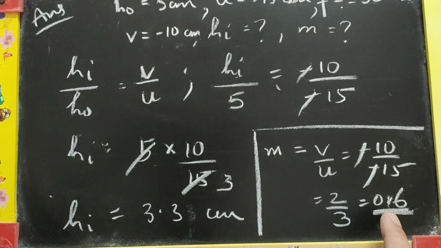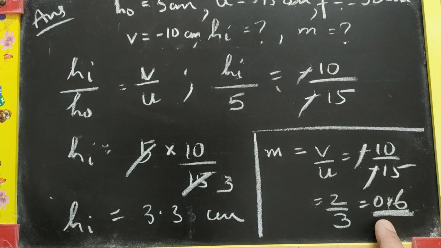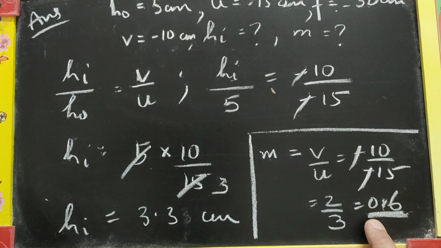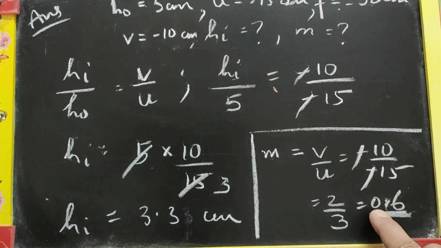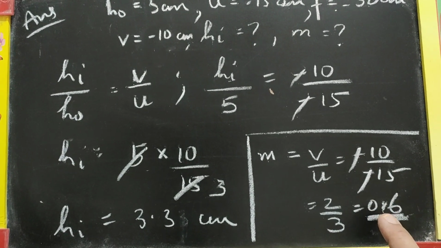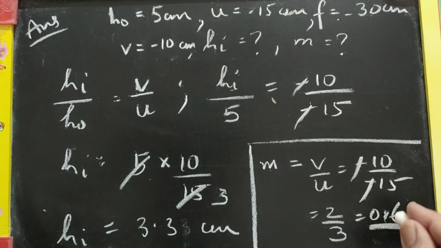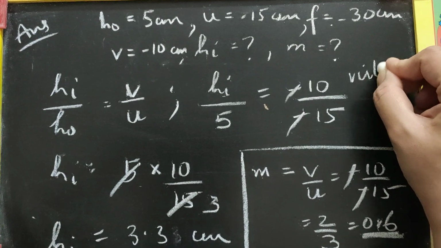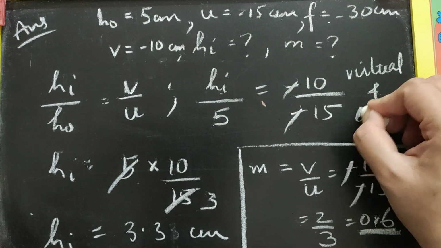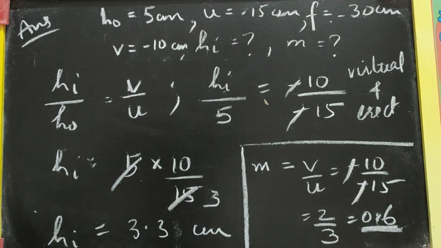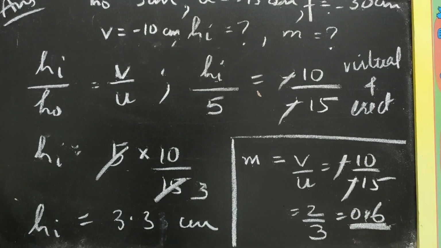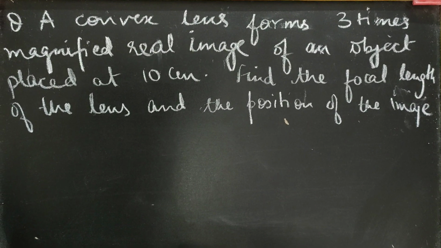Magnification is the size of the image to the size of the object, and magnification here is coming less than 1. So that means image is diminished. Also magnification here is positive. So that means the image is virtual and erect as expected in case of a diverging lens or a concave lens. Let us discuss another numerical.